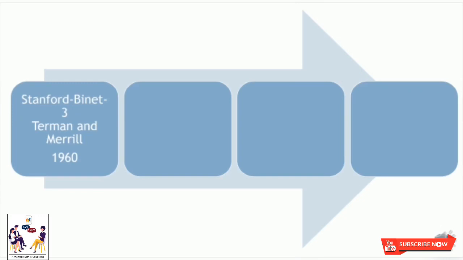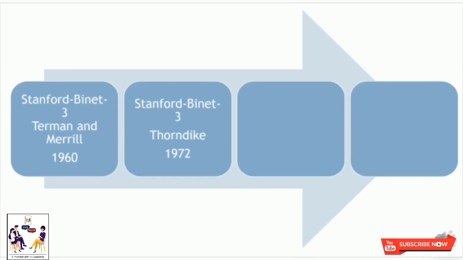The next revision of the test was done in the year 1972, by Thorndike. In this revision, the scale underwent a new standardization with a sample of 2100 children. In this particular standardization, they included non-white children also.